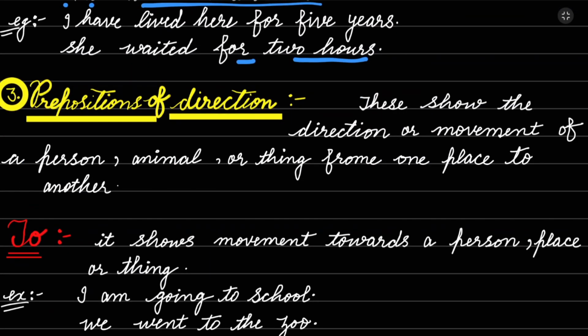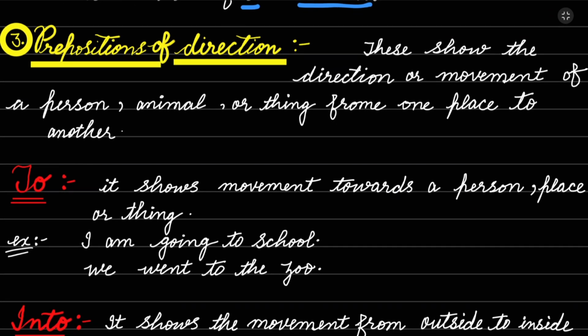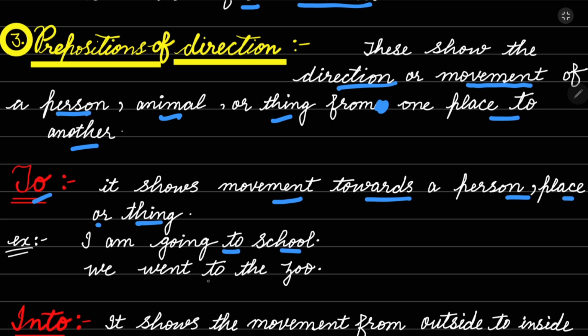Now, number third is prepositions of direction. These show the direction or movement of a person, animal or thing from one place to another. Number one is to. It shows movement towards a person, place or thing. For example, I am going to school. We went to the zoo.